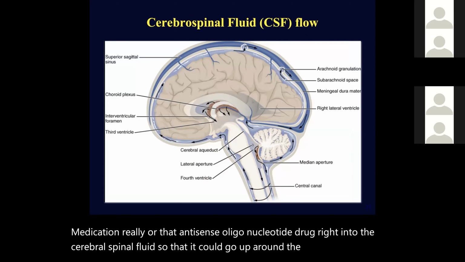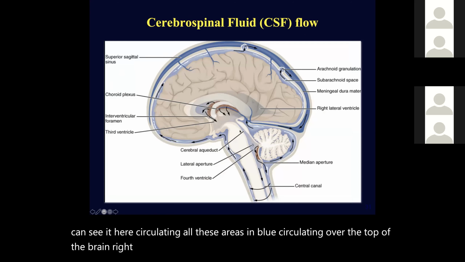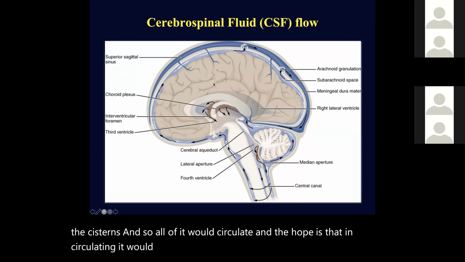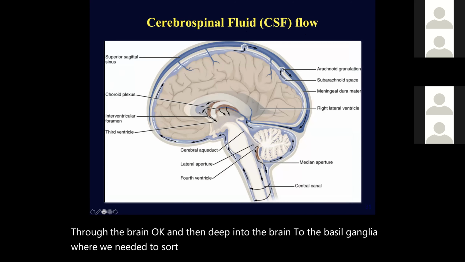so that it could go up around the brain, okay, and you can see it here circulating, all these areas in blue, circulating over the top of the brain right here, and then down into the foramen magnum area and the cisterns. And so all of it would circulate, and the hope is that in circulating, it would actually diffuse through the brain, okay, and then deep into the brain to the basal ganglia, where we needed to sort of make some improvement. Well, so there's a lot of things to think about.